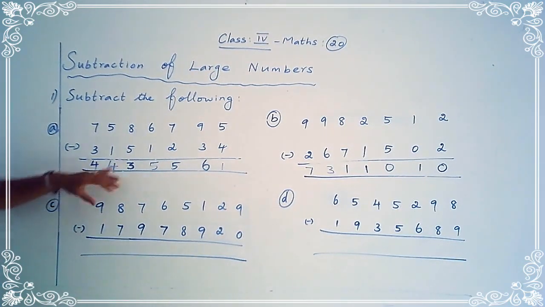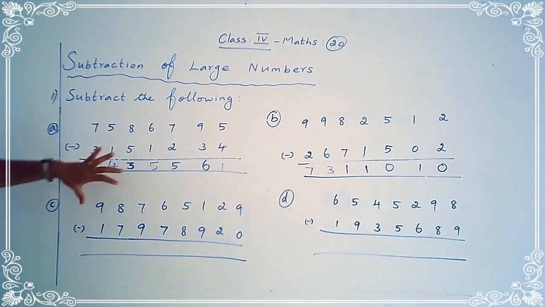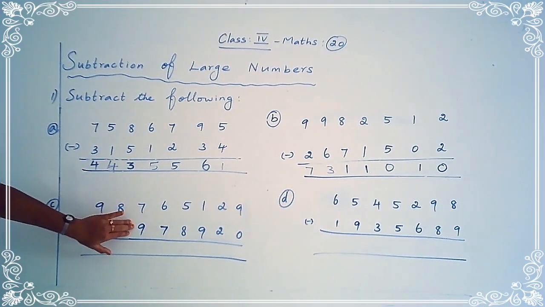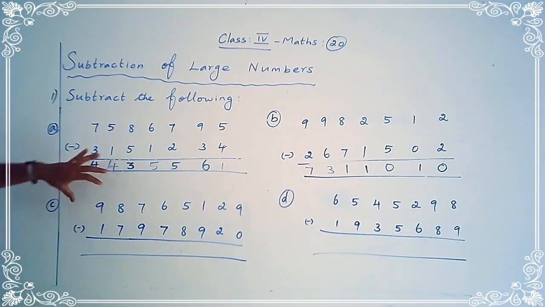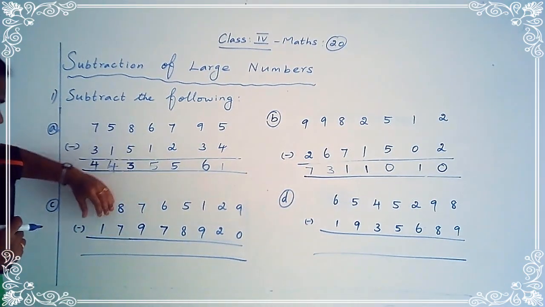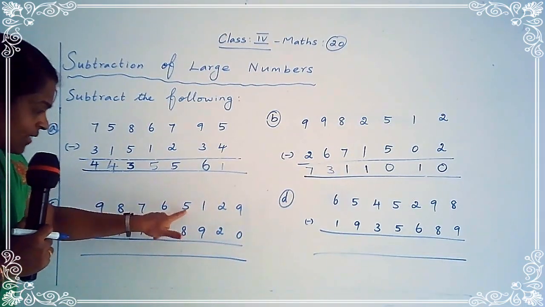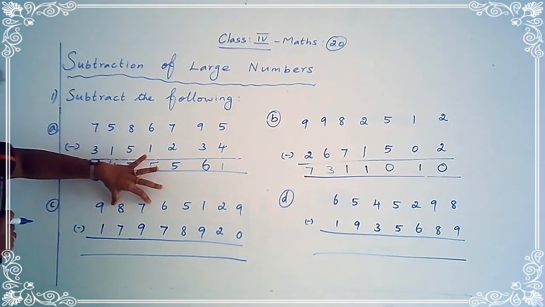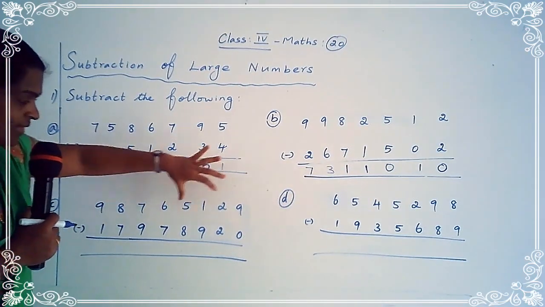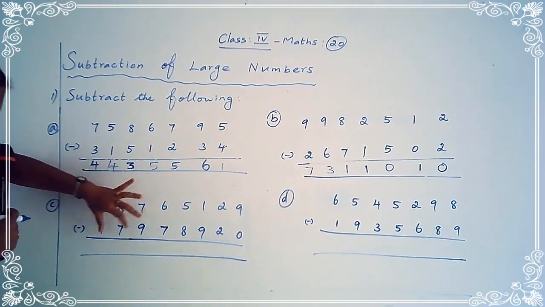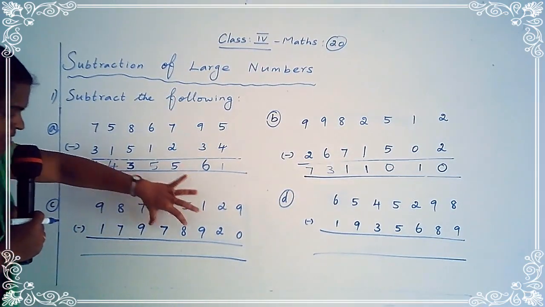Subtract. Two numbers are given. Yes children, this first number is called the minuend, the second number is called the subtrahend. Here the minuend is 9 crore 87 lakh 65,129. The subtrahend is 1 crore 79 lakh 78,920.